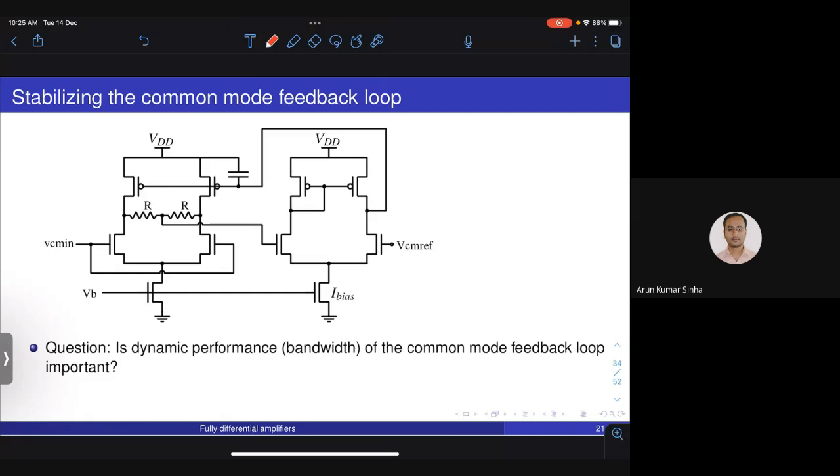Okay, let me put the question in another way. How fast is good enough? How fast should it be? Should it be like microseconds, nanoseconds, seconds? How fast can it be? Or how slow can you afford to make it? Because the moment you put a stabilizing capacitor, it will reduce the speed of the feedback loop. Is that a concern? That's the question.